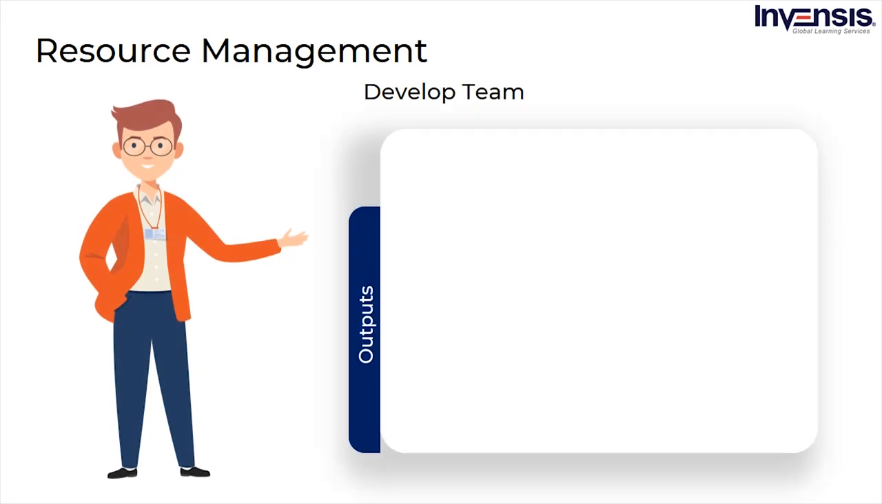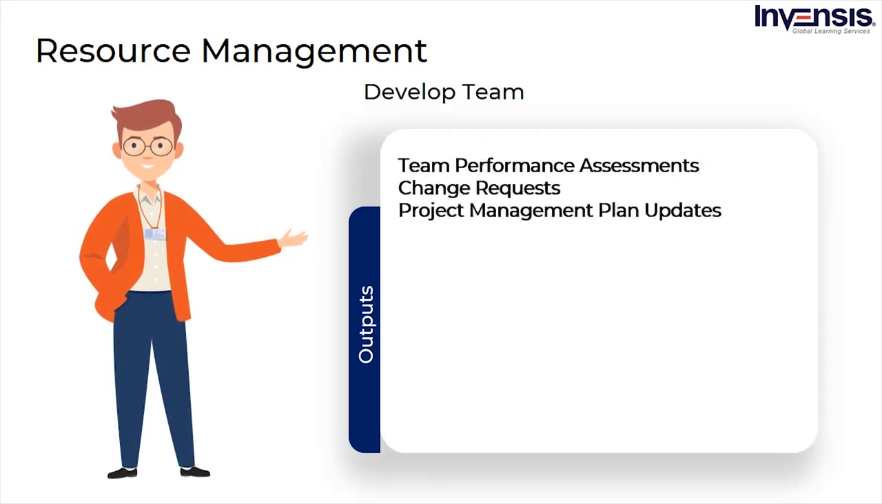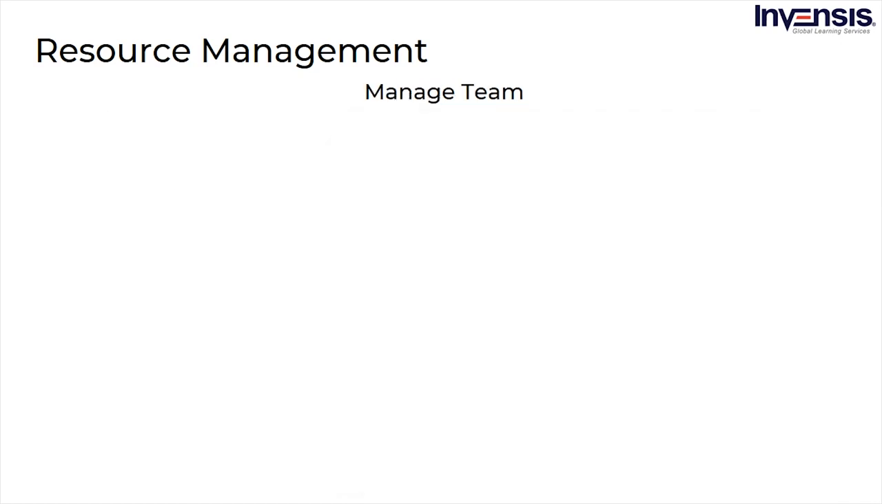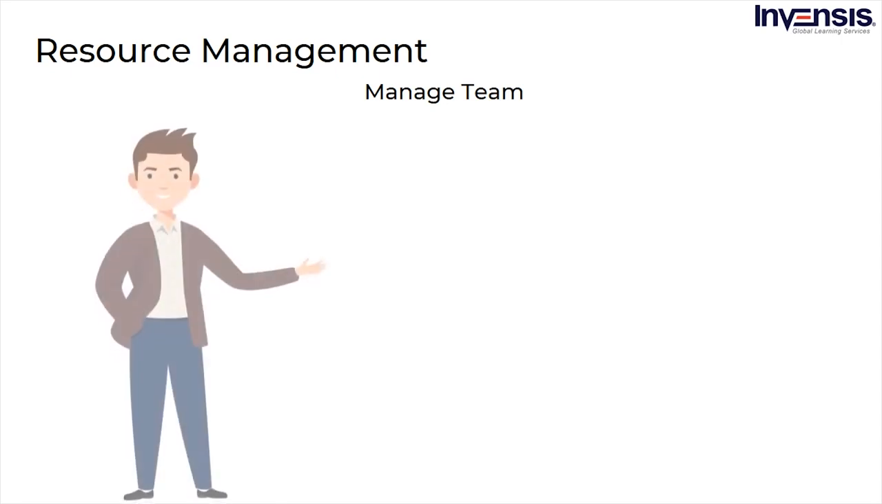Concerning the outputs, firstly, we have team performance assessments with change requests. Then, we have project management plan updates that include resource management plans. Next, project documents updates. Now let us take a look into the last process under this knowledge area, managing a team.